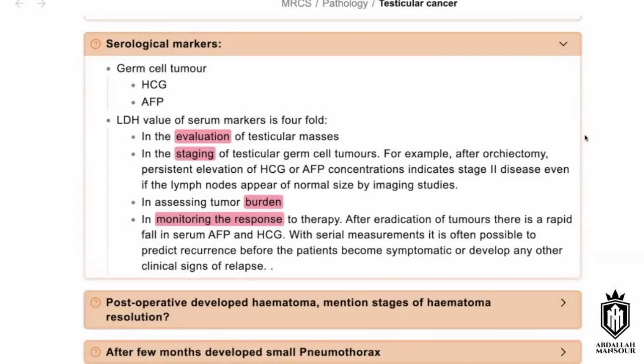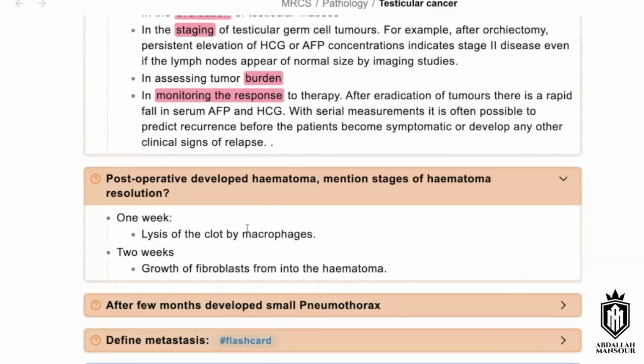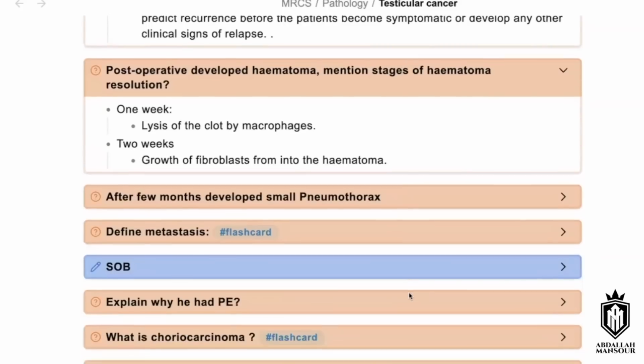Post-operative, the patient had a hematoma. Can you mention what are the stages of hematoma resolution? We have lysis of the clot and growth of fibroblasts. I know there are three stages, but I don't remember the last one. That's very fair. So initially, lysis by the macrophages, and then you have growth of the fibroblast into the hematoma. And the third is actually just resolution of the hematoma. After the growth of fibroblast, the hematoma will start to completely resolve.